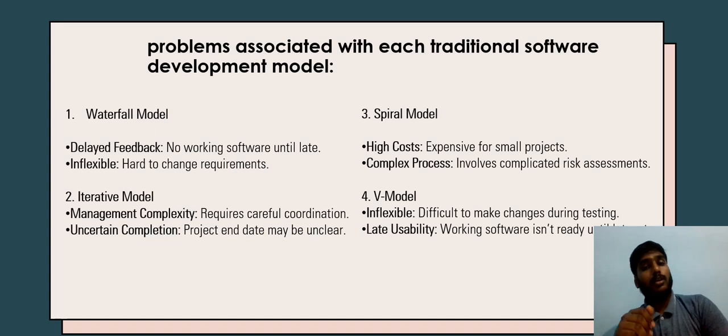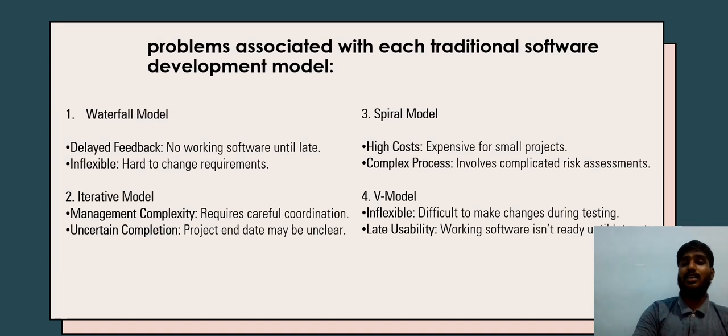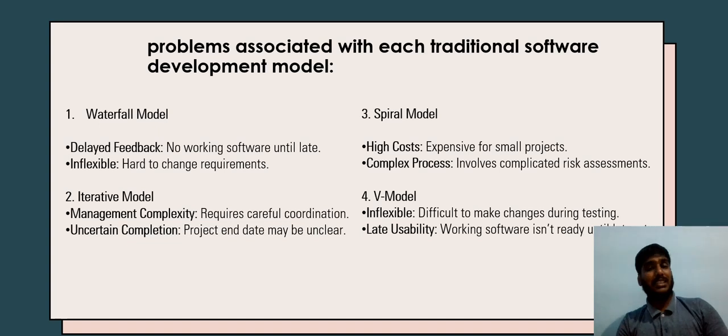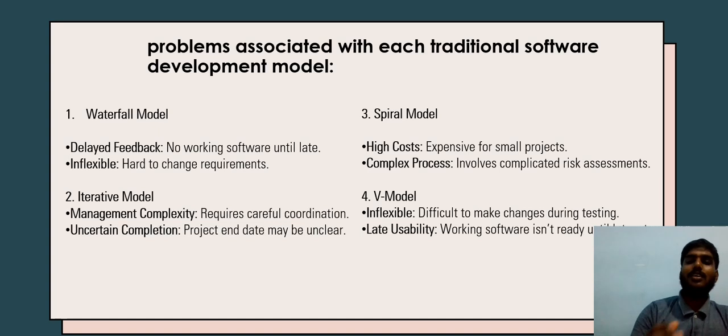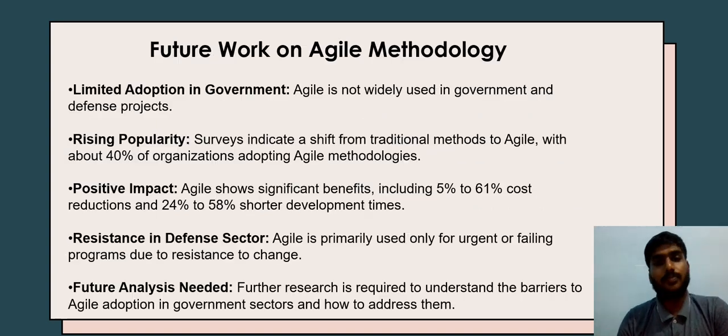And the spiral model: high cost, expensive for small projects, and involves complicated risk assessment because of its spiral character. And the V model: inflexible, difficult to make changes during testing. The name itself says it, right? V model. Likewise, late usability: working software isn't ready until later stages.